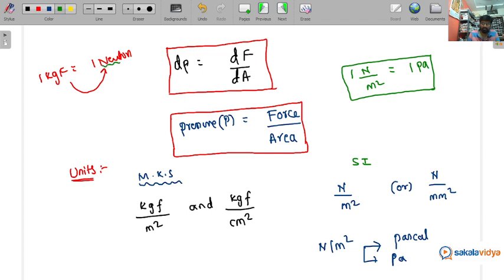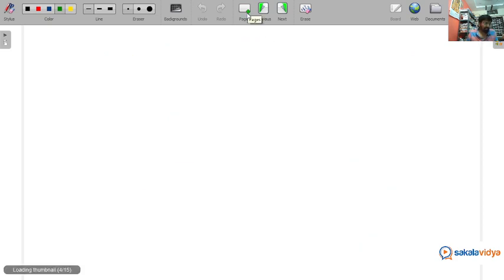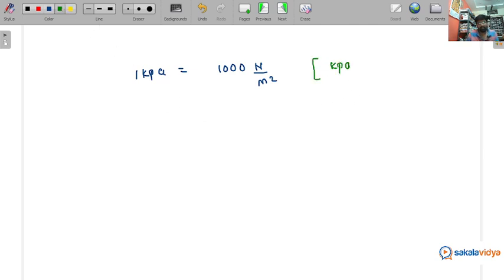Same like Newton, Pascal is also a scientist. In order to honor him, we have given the unit in his name, right? Yes. So, my dear students, this is very, very important. 1 kilopascal is equal to, kilo means 1000, right? Kilo means 1000. So 1 kilopascal, 1 kPa, is nothing but kilopascal.